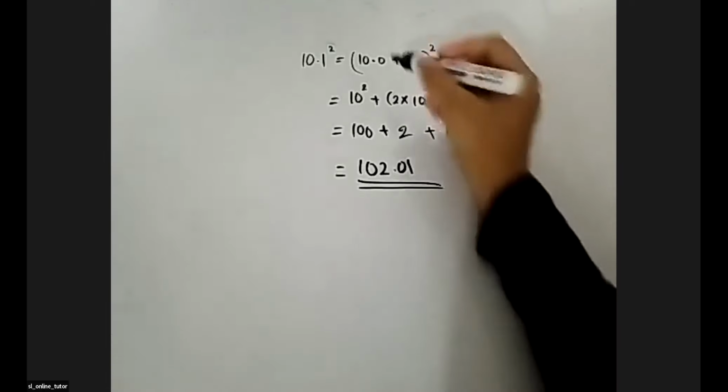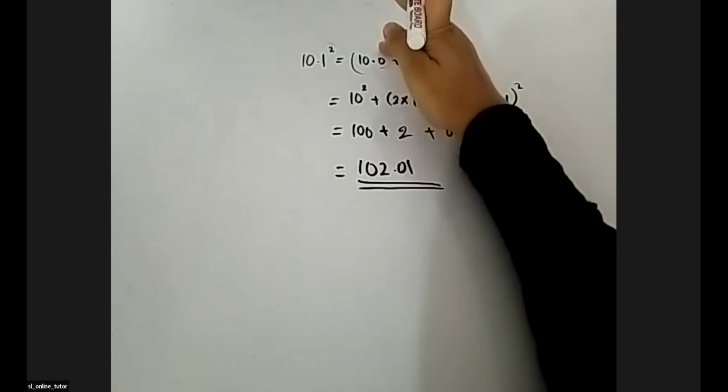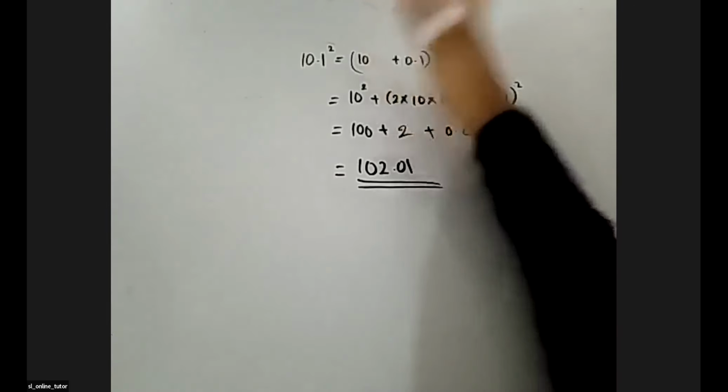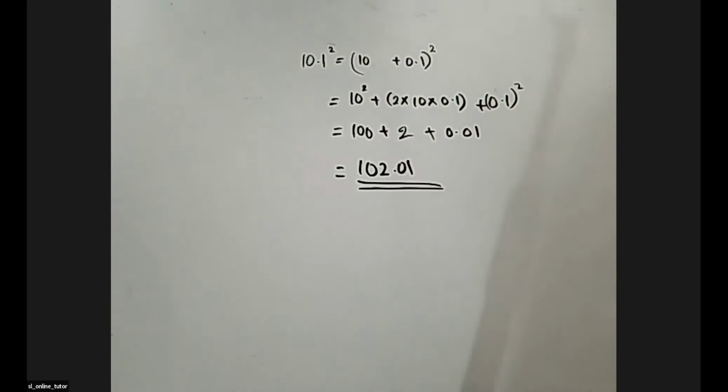Teacher, can we do like this? 10 plus 0.1? Yeah, this is only that one. 10 plus 0.1. 10.0 means, Hima, 10. 10 plus 0.1. Okay. Teacher, can you keep this working for just 2 minutes? Okay.